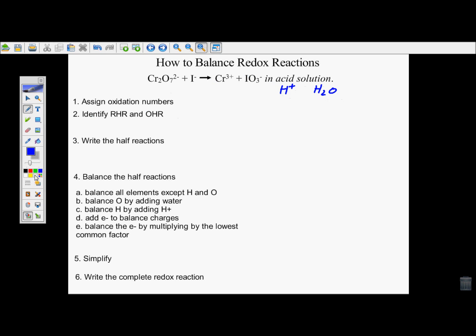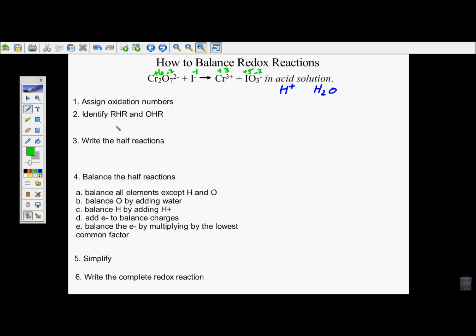The first step is still the same though. You're going to assign oxidation numbers. Oxygen is always -2. 7 times -2 is -14. To get from -14 to our total of -2, you need +12, but there's 2 chromium, so each one has to be +6. Iodine is -1, chromium ion is +3, -2, and +5.